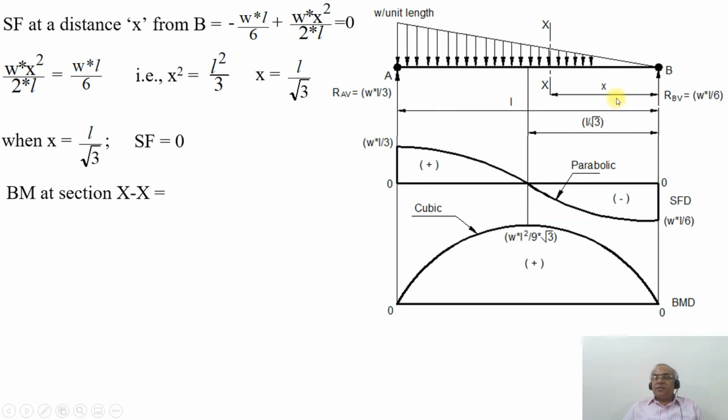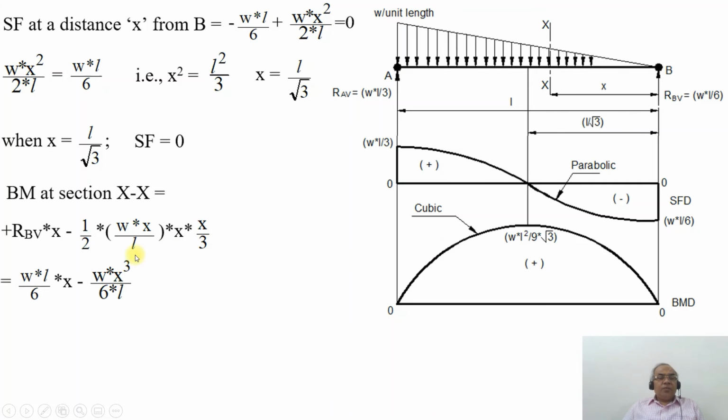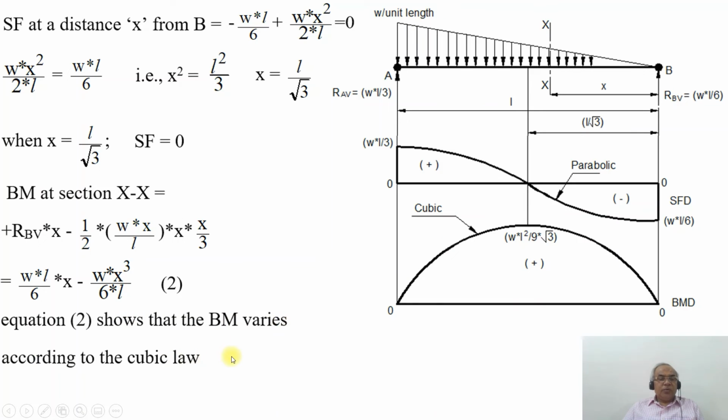Considering this, you have a positive value. So RBV into x will be equal to RBV into x minus half into W into x by L into x, into the distance of the center of gravity from the bigger end. The bigger end is this, so that will be into x by 3. On simplification, substituting the value of RBV as WL by 6, WL by 6 into x will be equal to minus W into x cube by 6L. Call this equation 2. Equation 2 shows that the bending moment varies according to the cubic law.